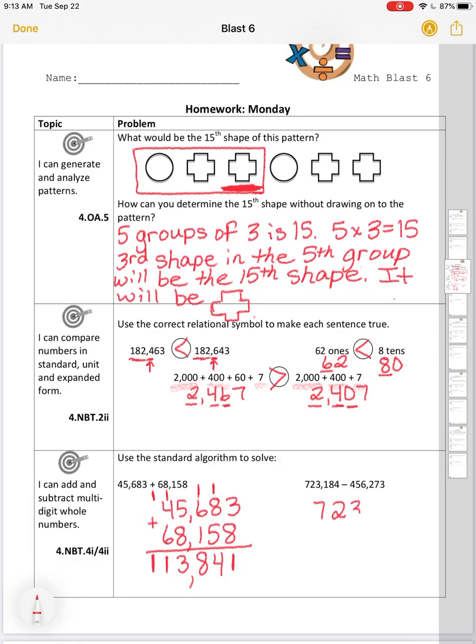Again, I'm going to line up my place values so that I can subtract like units. I have 723,184 minus 456,273. Starting in the ones column, I'm taking 3 away from 4. That leaves me with 1. I'm taking 7 away from 8 in my tens column, so I'm left with 1 in the tens.